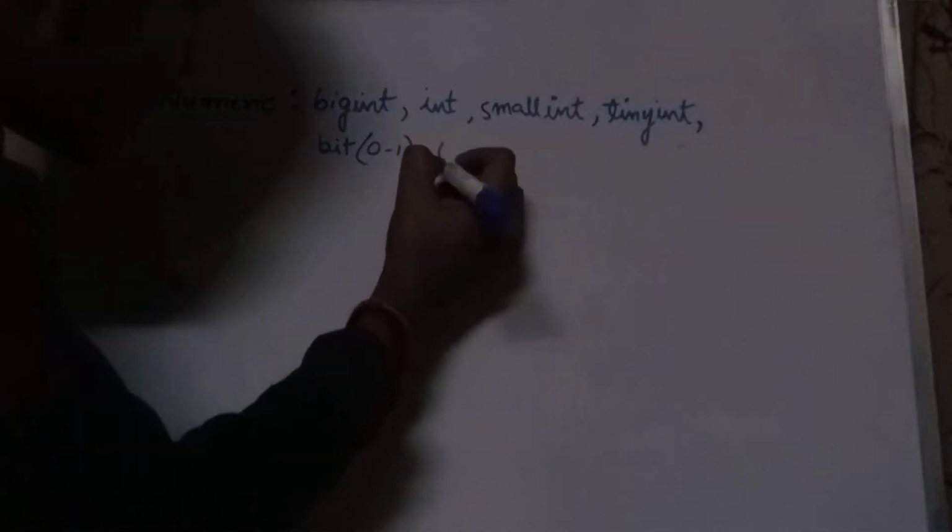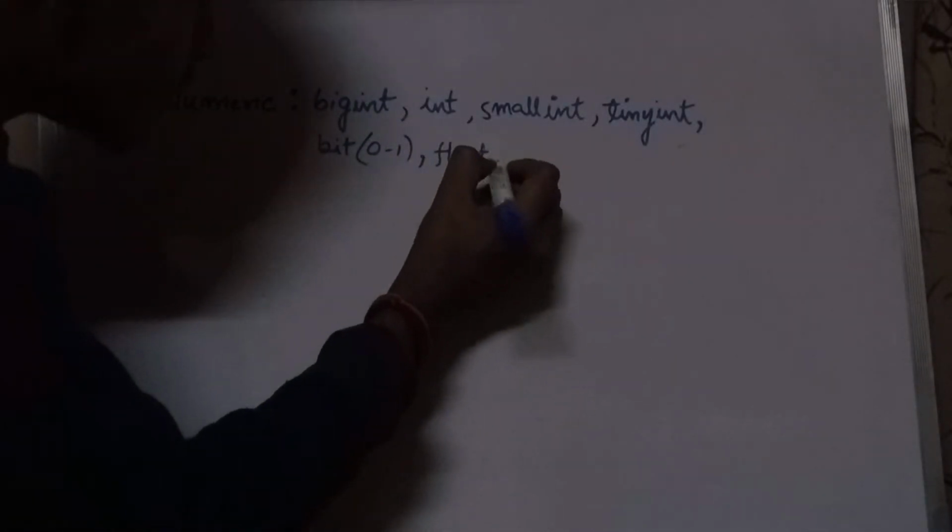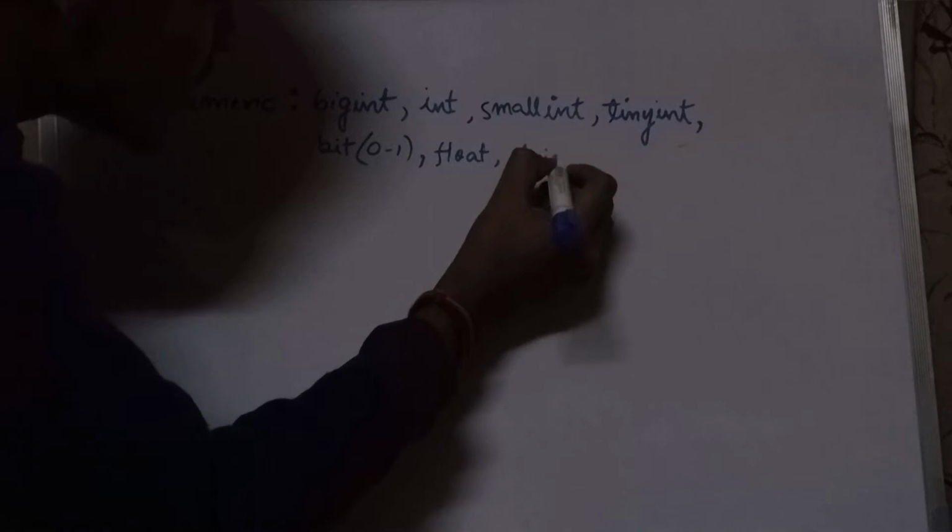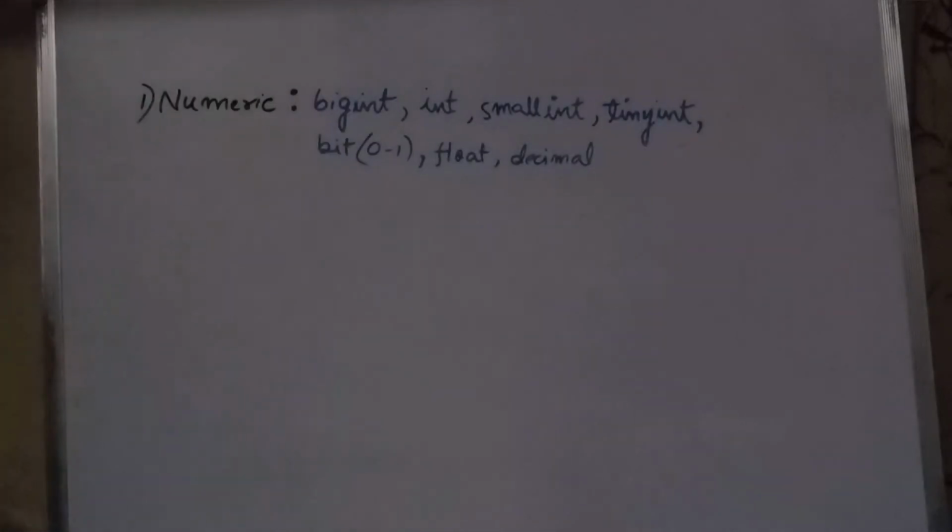Then comes float and decimal. Float and decimal, which are almost the same, store fractional values. That's quite ironic, since integer and fractional do not go together, but float and decimal store fractional numeric values.